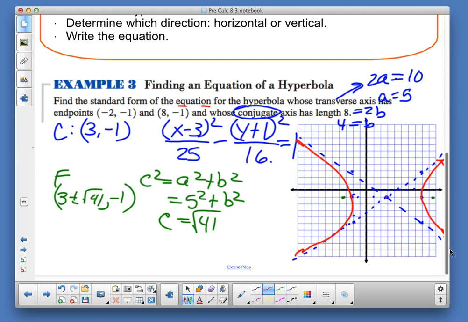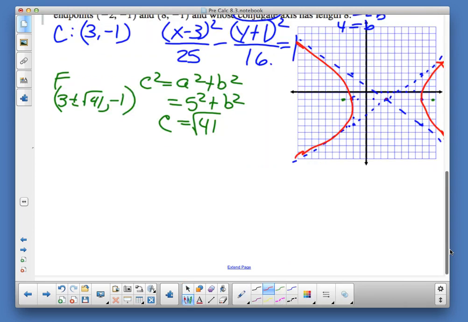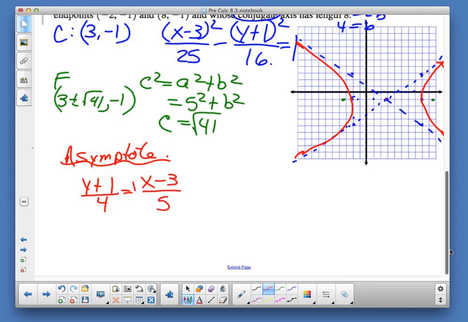We doing okay? Asymptotes, my last thing. Asymptote as we go through. Remember what our general form was? Now I can flip around. I've got y plus 1 over 4, I got my x minus 3 over 5. This is my plus or minus side because it's away from y. Because remember, my linears are always y equals. And now I've got y plus 1 equals plus or minus 4 fifths, x minus 3.